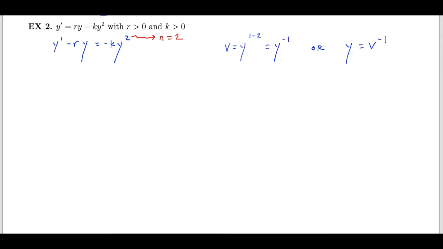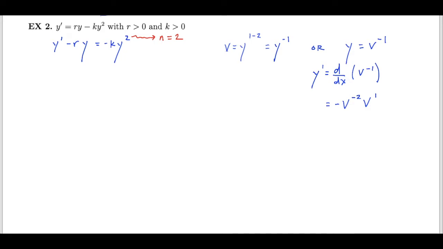Using the prescribed form of the substitution, I'll sub in v equal to y to the 1 minus 2. It's the same as y to the negative 1. And algebraically working with v equals y to the negative 1 yields y is equal to v to the negative 1. As in the previous example, I'll be required to make a substitution for y prime.